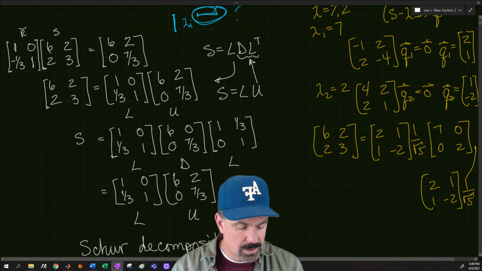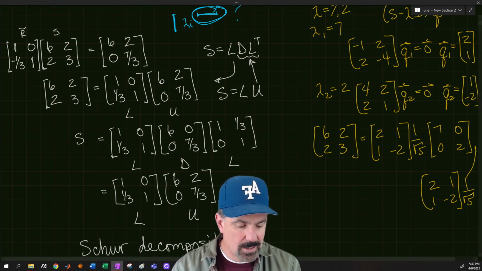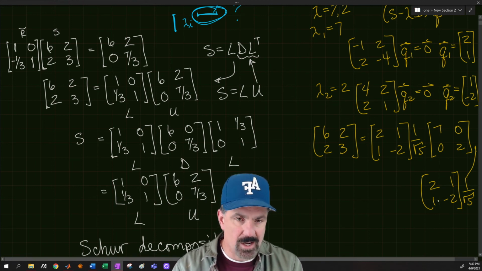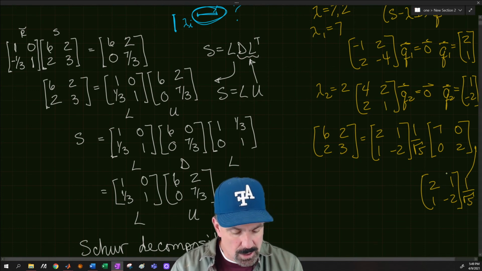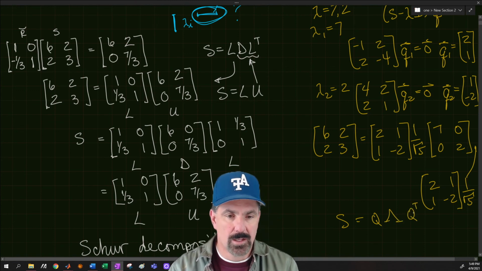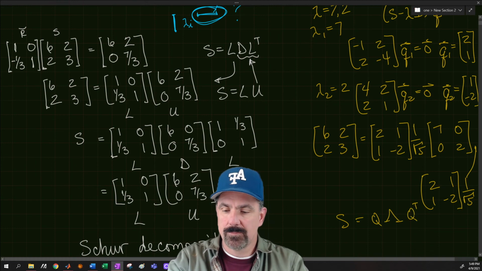Looking at these things, we can see that these two give us, if we multiply Q times Q transpose, the identity matrix. So this is what it comes down to. S is equal to Q, sigma, and Q transpose. Let's work up one more example.